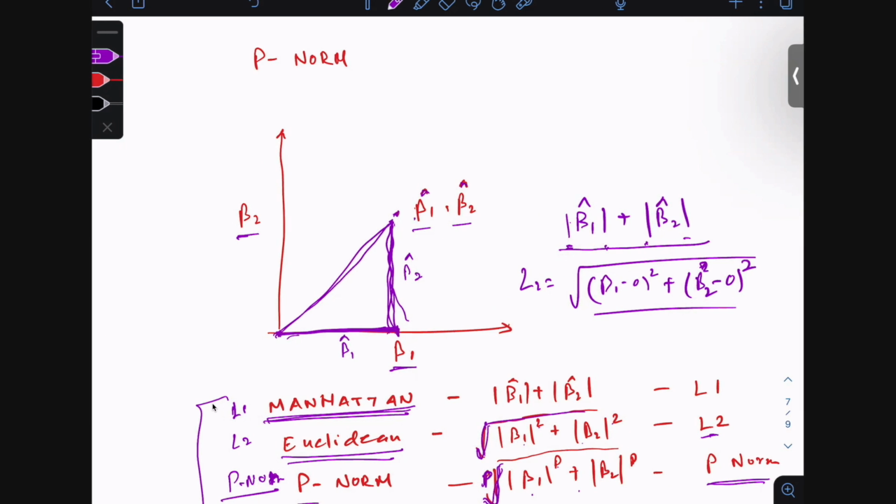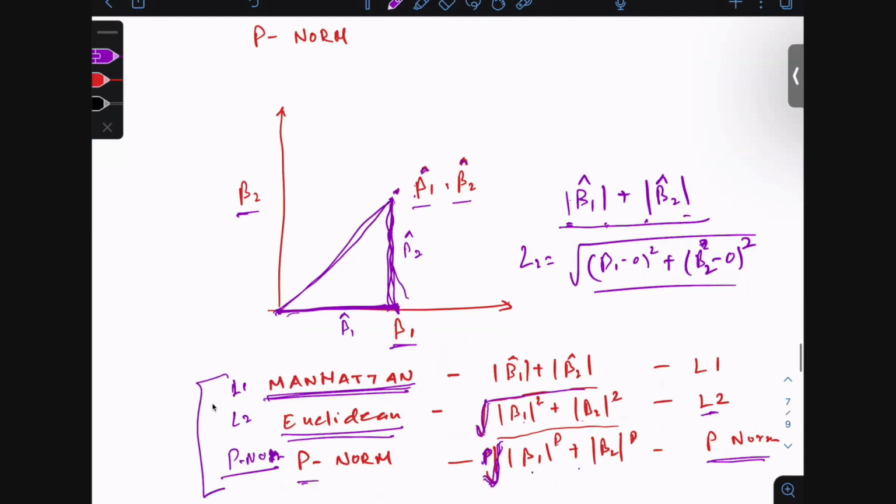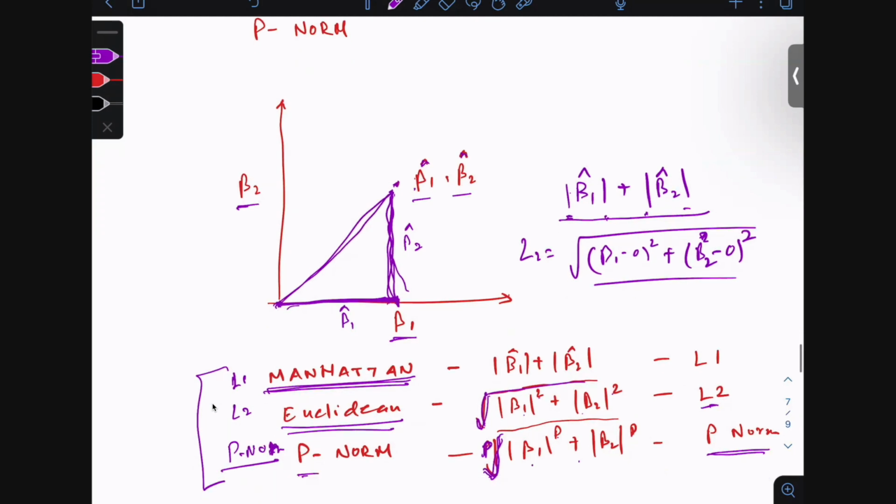Just to recap, the L1 norm is also called Manhattan distance. Why? Because, as discussed in the previous video, the distance is beta 1 plus beta 2. If I have to arrive at this point, which is beta 1, beta 2, I will go here and here. So this distance is beta 1, this distance is beta 2. My beta 1, beta 2 is a distance covered like that.